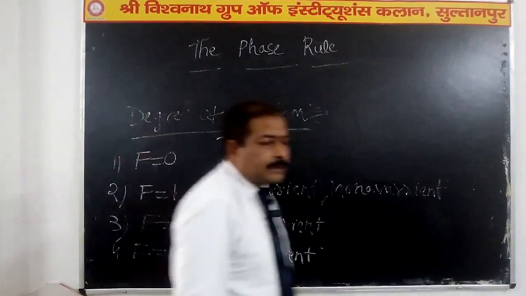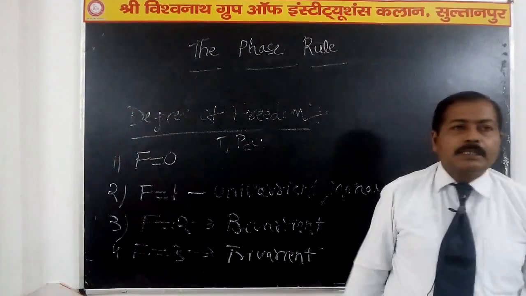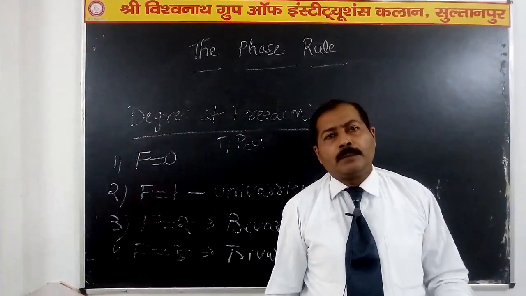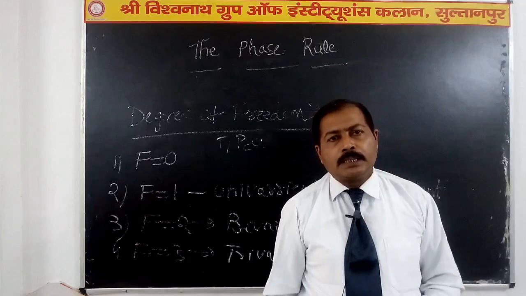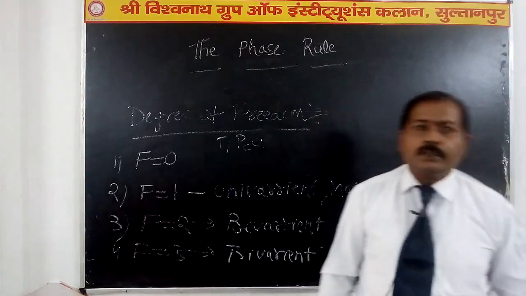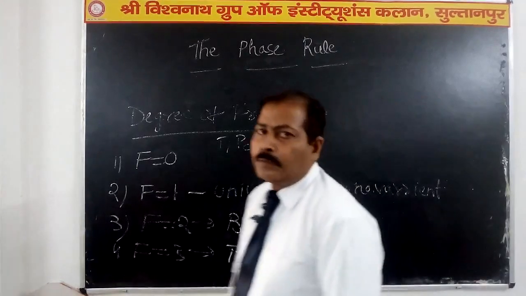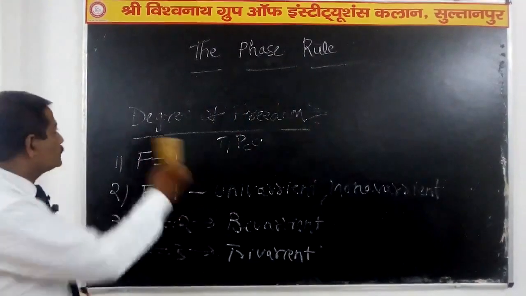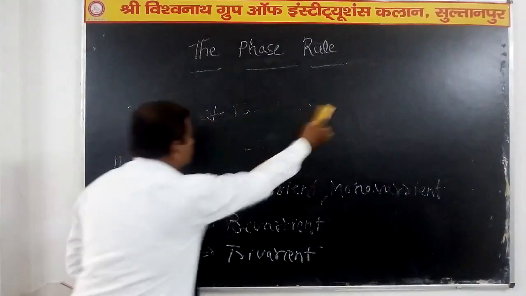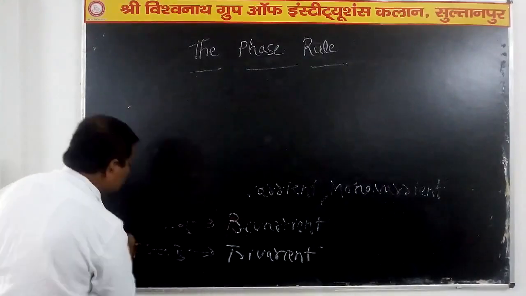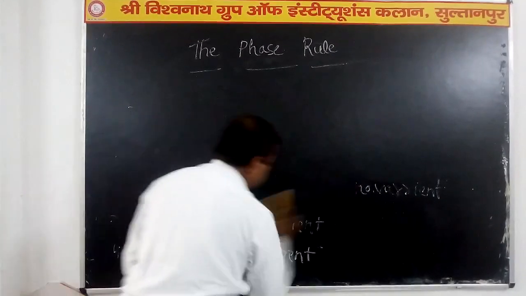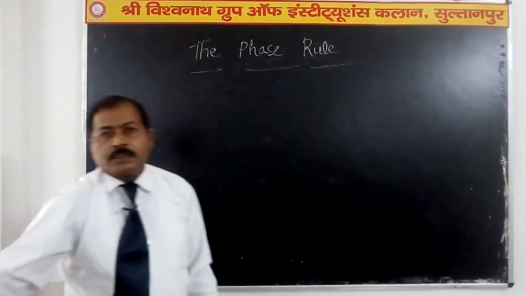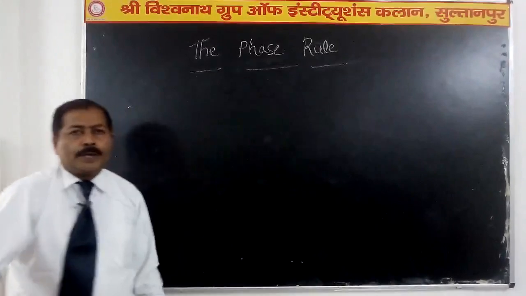Or simply we can say when the system has F equal to 3, we require all the three variables, that is the temperature, pressure and the concentration. With the help of this we can describe the phase behavior of the particular system. These topics are some important or fundamental topics of this unit.